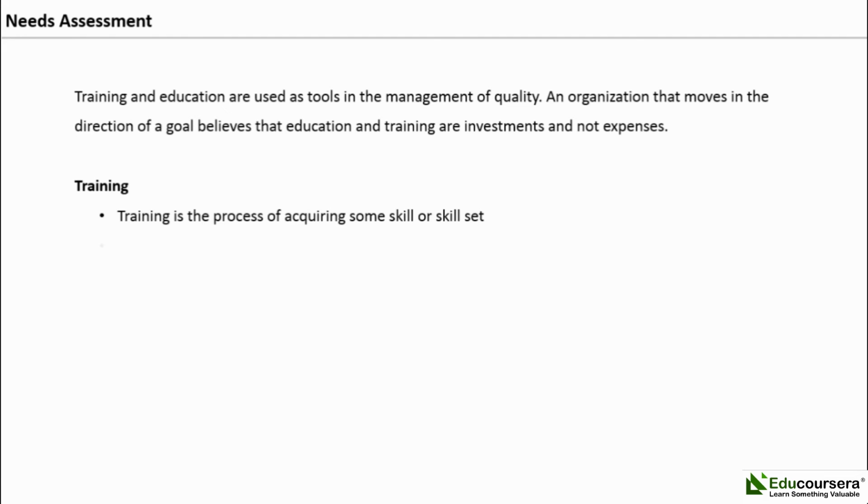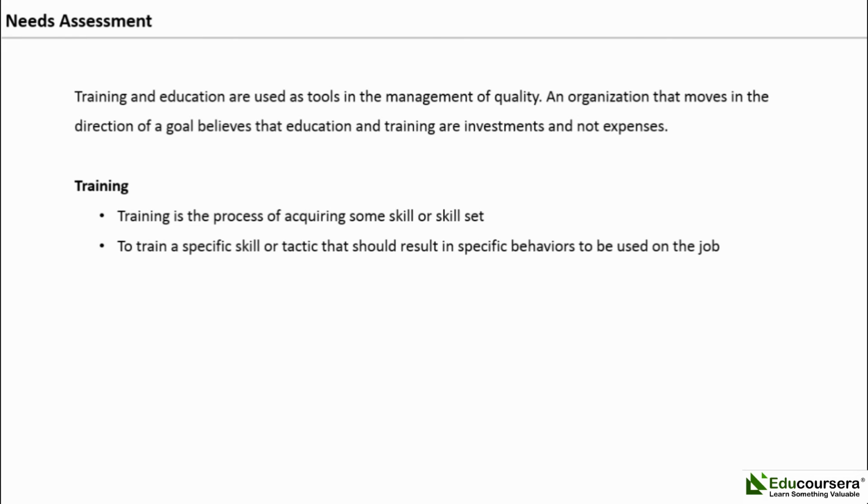Training has an intended purpose to train a specific skill or tactic that should result in specific behaviors to be used on the job, is often part of a longer program designed to help the employee perform better in a specific job, task, or skill, has a more defined, tangible learning goal that is typically tied to performance goals.